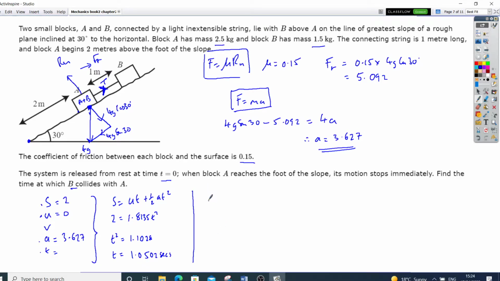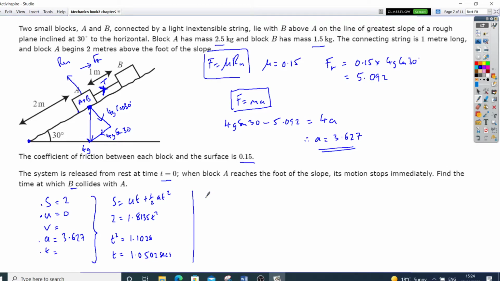So first of all, I know what I could do here, as that's come down, because they're both moving with the same motion, I could work out the final velocity here too. Okay, so that would give me the initial velocity at which B is moving. So let's just quickly do that.